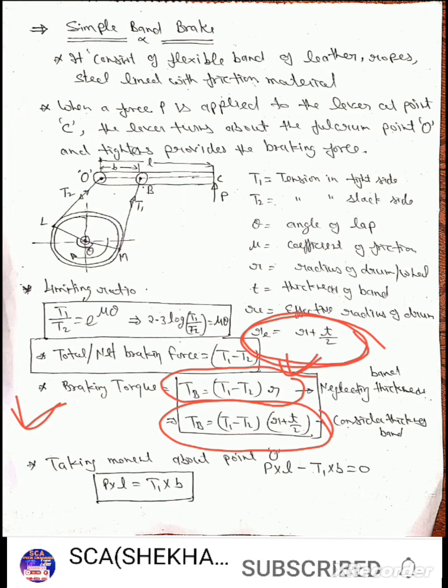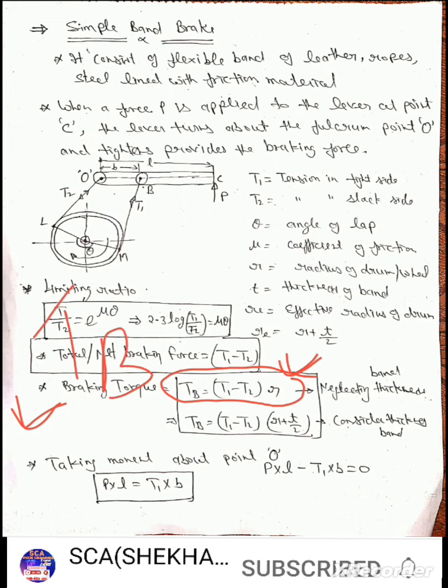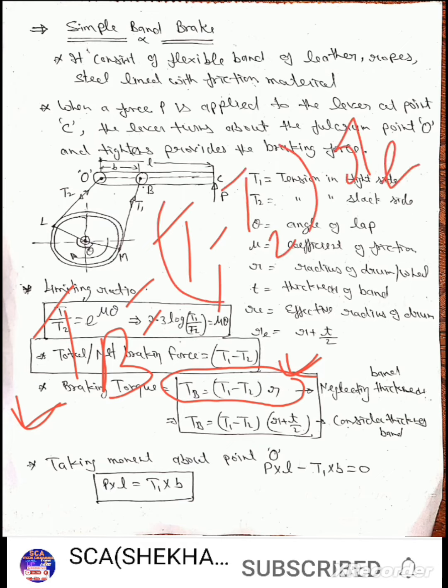So the torque TB is also written as TB equal to T1 minus T2 into re, when the thickness of the band is given. So re is equal to r plus t by 2.